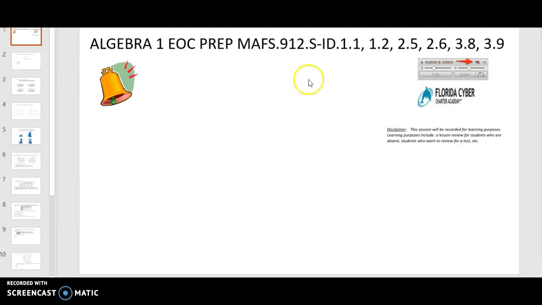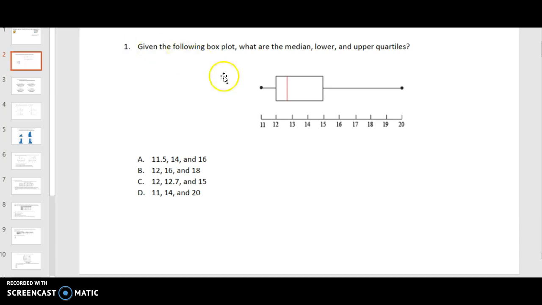Alrighty, in this video, we are going to be going over a bunch of the SID standards. So we are going to go through that. So let's talk about this first one. This is a box plot. It wants to know the median, lower, and upper quartiles.